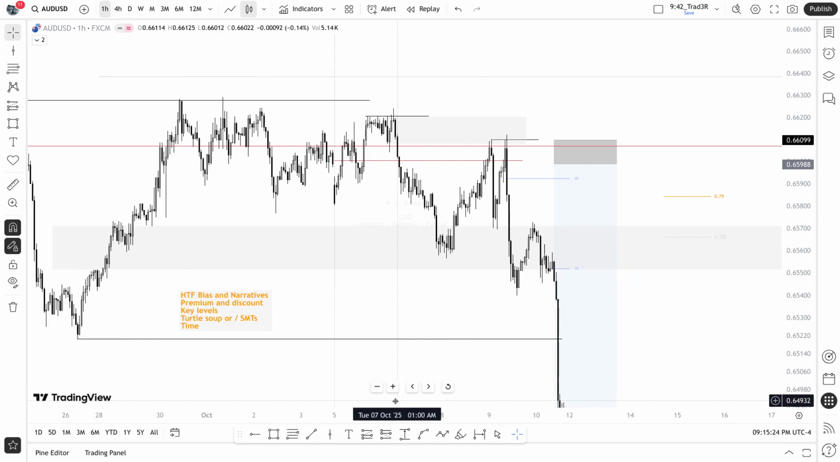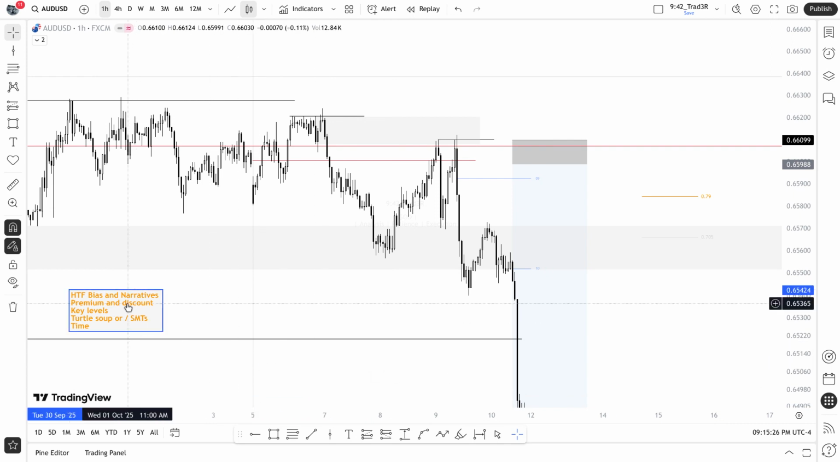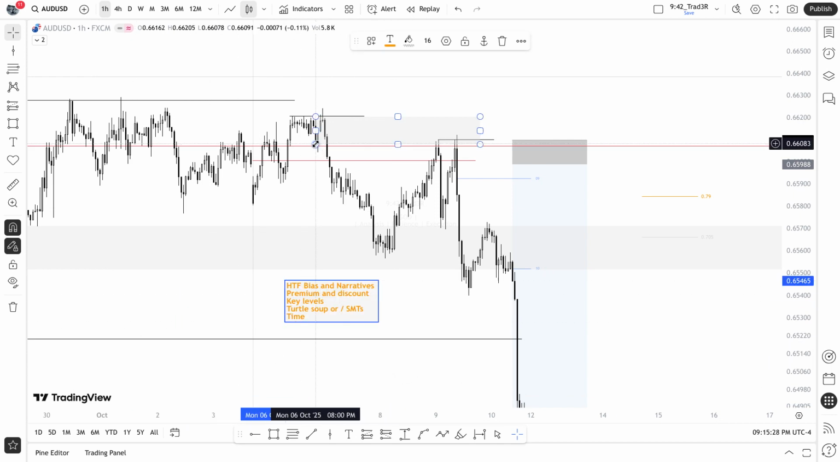Let me zoom in so you can see this down close candle before this fake turtle soup, this fake move above these highs, and aggressively slamming. Price came back to it, tapped the breaker here once, then price moved down, came back again and liquidated these highs around 9 a.m. New York time on Thursday.